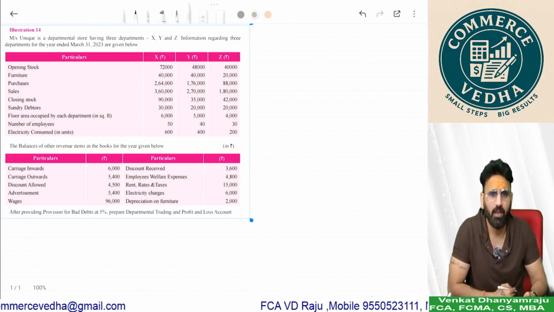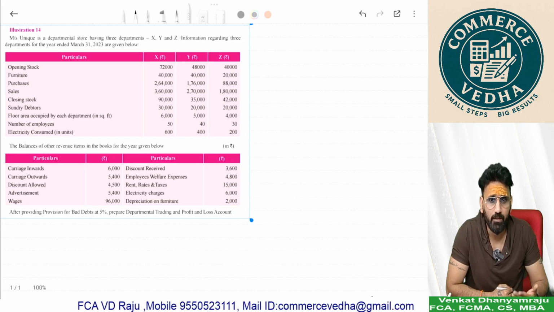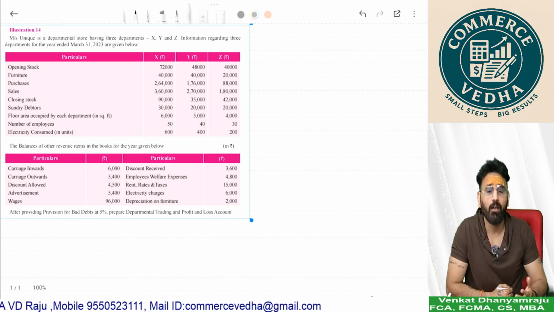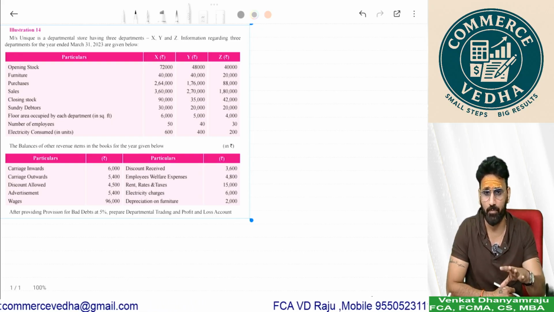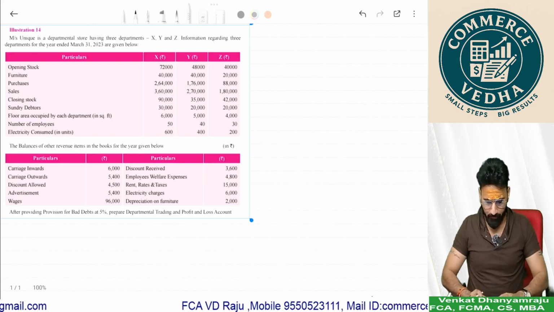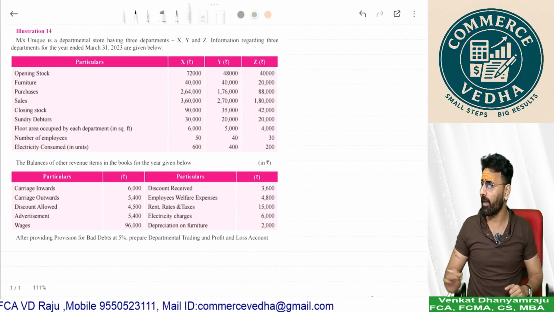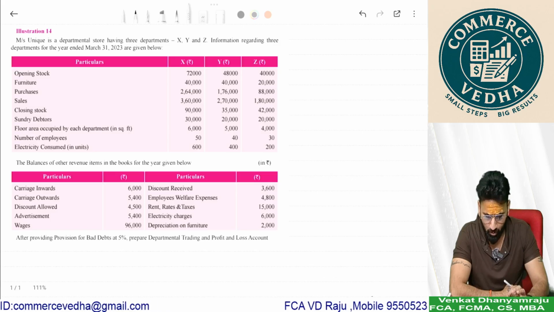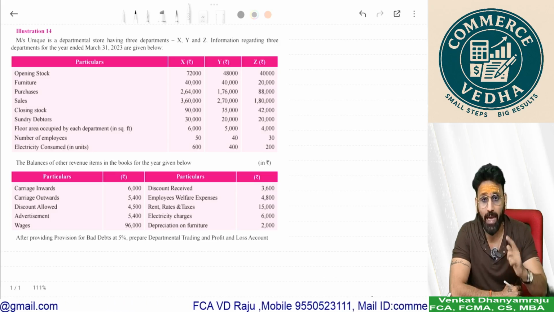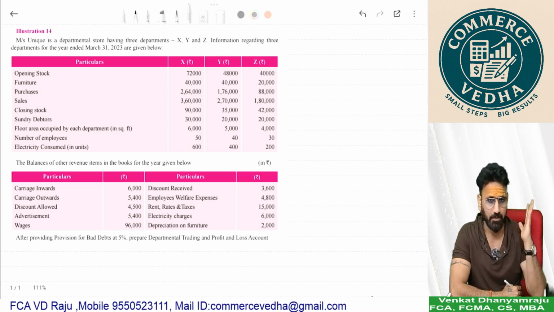As CMA Inter exams are approaching very quickly, a few of my students requested me to record the solutions and explanations for departmental accounting sums. So I'll start with question number 14, which is in the study material. It talks about Mr. Unique, a departmental store having three departments, X, Y and Z. Information regarding the departments is given here.